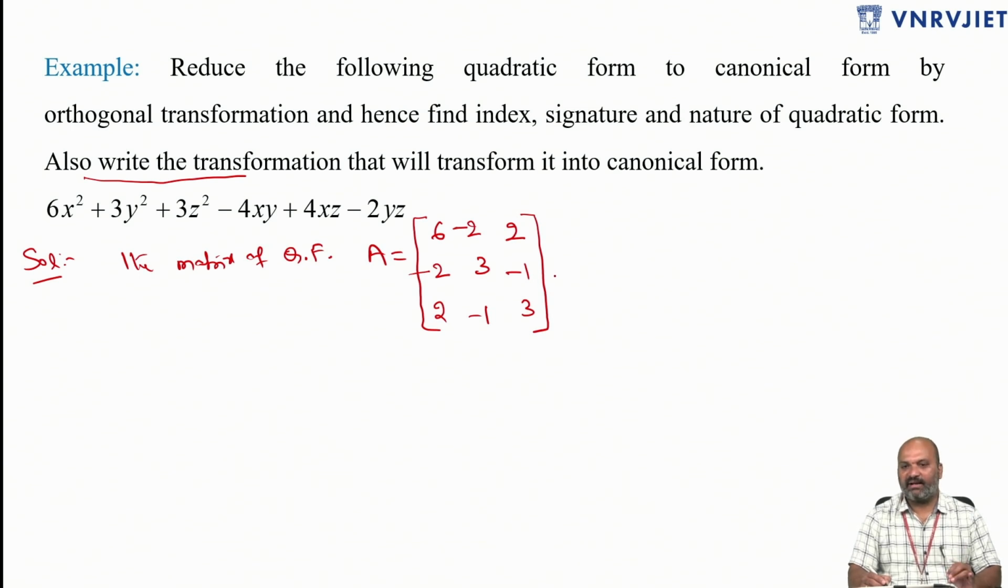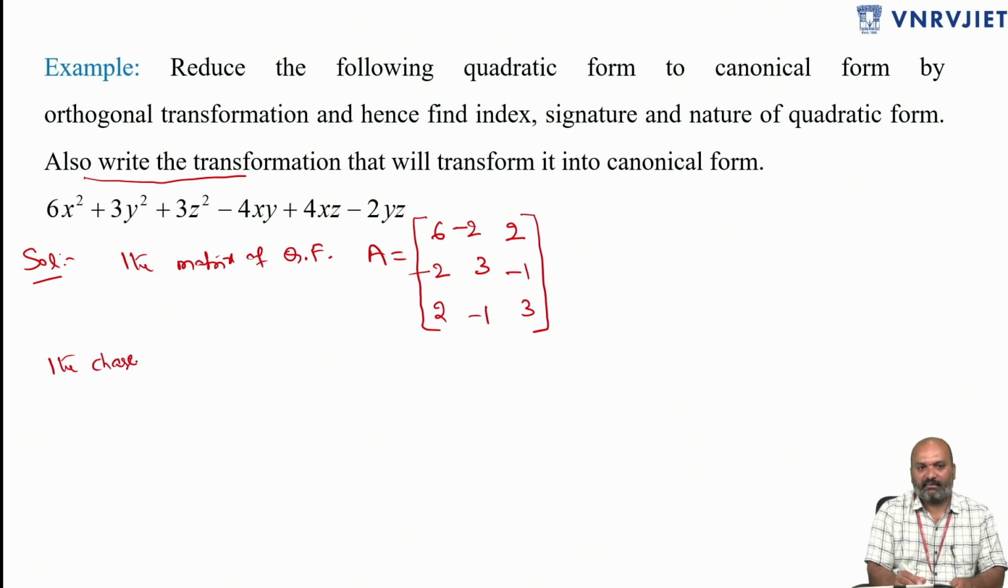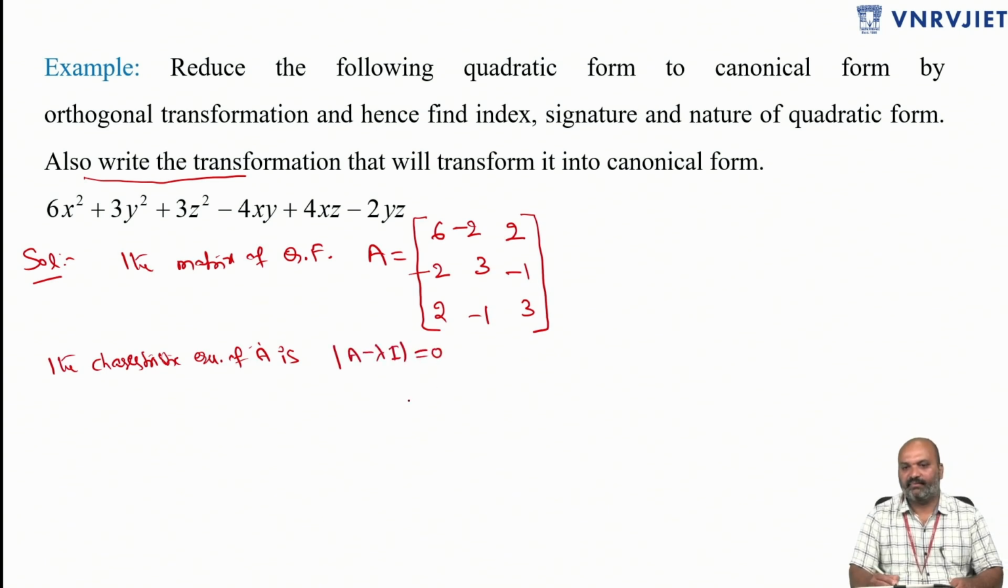Second step, finding eigenvalues and eigenvectors. So how to find eigenvalues, eigenvectors? We solve the characteristic equation. First we write the characteristic equation. Characteristic equation of A is determinant of A minus lambda I equals 0. What is meant by I? Identity matrix. A is the matrix of quadratic form. I is the identity matrix of the order of A.